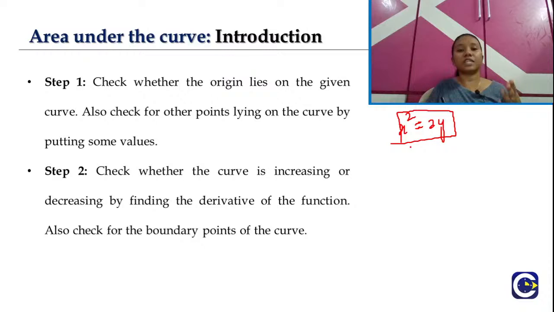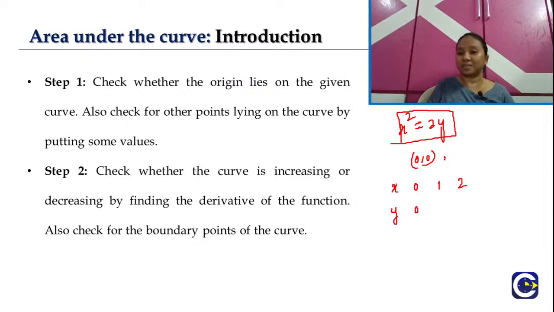So here, what are we going to check first? We are going to check whether the origin lies on it or not. Right. If my x is 0, then the value of y will also be 0, yes or no? So the origin is lying on this curve. And how can we get the other points? We can get any other points by putting in some random values of x. I can take x equal to 0, x equal to 1, x equal to 2. If I take x equal to 0, what is my y value?